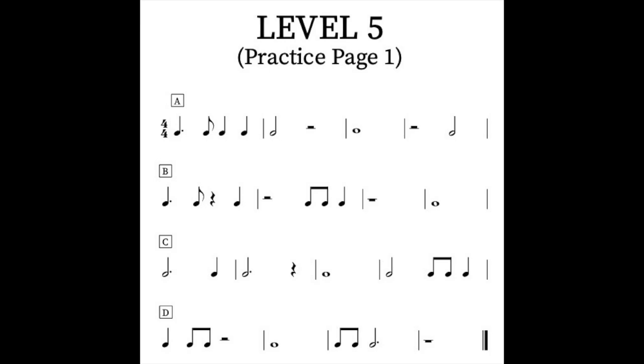Ta-iti, ta, ta, ta, rest, rest, ta, rest, rest, ta. B. Ta-iti, rest, ta, rest, rest, ti-ti, ta, rest, rest, rest, rest, ta. C. Ta, ta, ta, rest, ta, ta, ti, ti, ta. D. Ta, ti, ti, rest, rest, ta, ti, ti, ta, rest, rest, rest, rest.